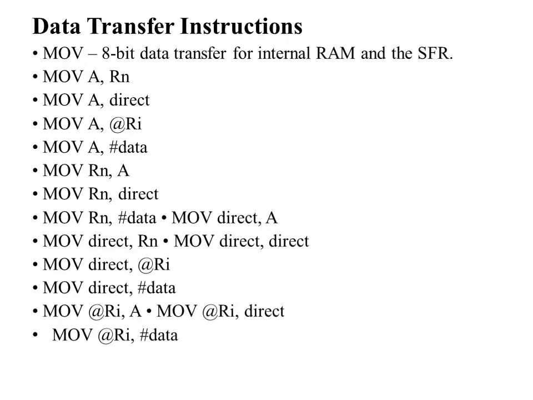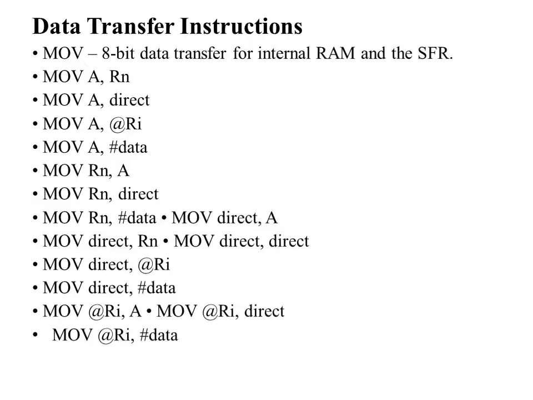Next instructions are data transfer instructions, and the first one is MOV. It is an 8-bit data transfer for internal RAM and SFR. What the move instruction does is copy the contents of the source register into the destination register. The first is MOV A, Rn. The Rn register may be any register from R0 to R7, so the content of that register is moved, or copied, into the accumulator.